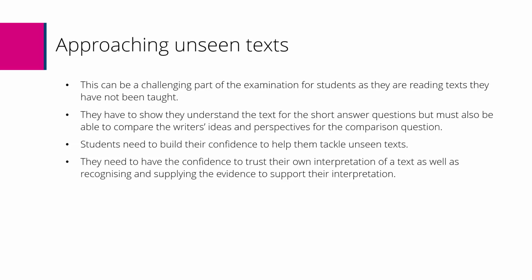So in this exam, in specification B, students are faced with two previously unseen texts. They're very readable texts. Those of you already teaching it, they're very enjoyable texts, but students haven't seen them before. So it can be quite a challenging part of the exam for students, reading those two texts for the first time. They have to show that they understand the text for the short answer questions, but they also need to be able to compare the writer's ideas and perspectives for the comparison question. So a lot of the teaching around this is to build student confidence and help them to tackle unseen text. And we'll be looking at how we might do that as we go through. They also need to have the confidence to trust their own interpretation of a text, as well as recognizing and supplying the evidence to support their interpretation.